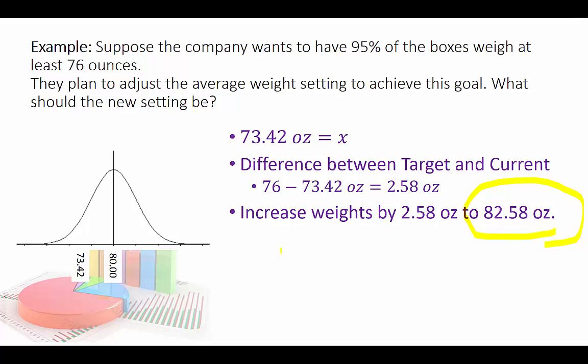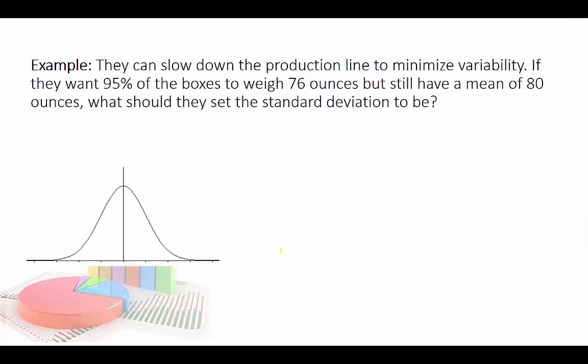Okay, now let's say they take a different tack and say, we really don't want to be putting that many extra tomatoes in the boxes because that costs us money. It does cost us money to slow down the production line, but let's try that instead and see what it looks like. So we're still going to have a mean of 80, but they want 95% of the boxes to weigh at least 76 ounces.